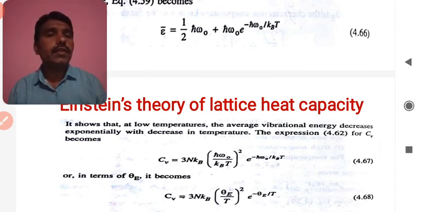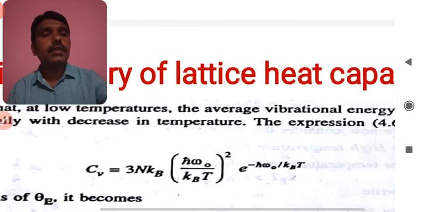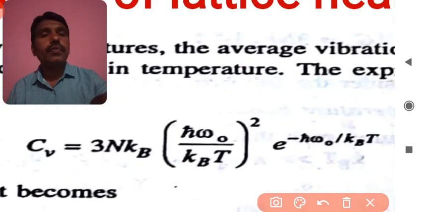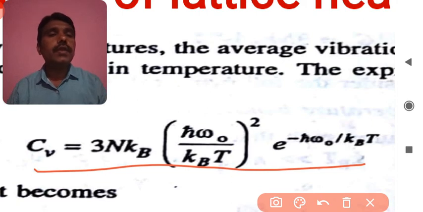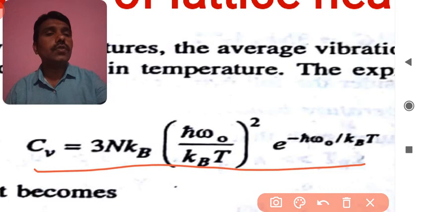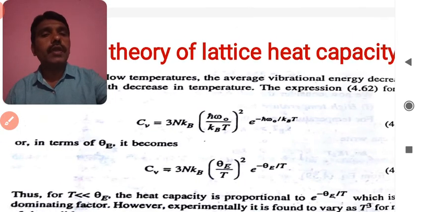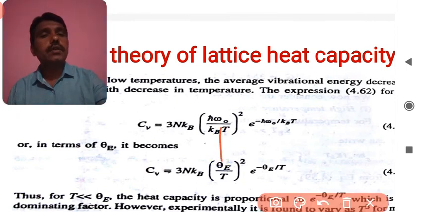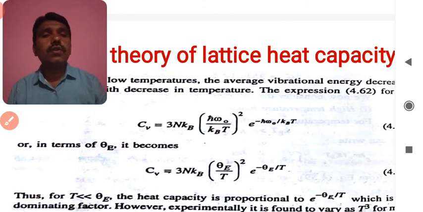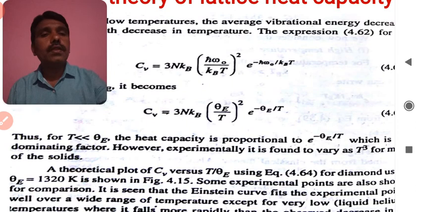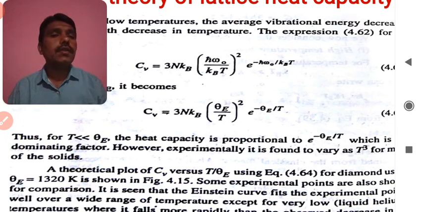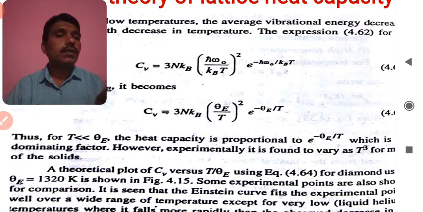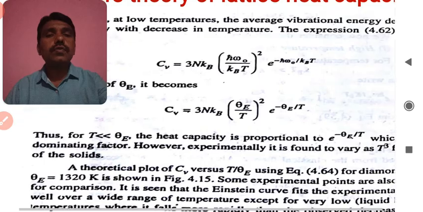As the temperature decreases, its value also keeps decreasing, and the expression will be given as CV equal to 3n kb into (h cross omega 0 by kbt) whole square into exponential of minus h cross omega 0 by kbt. Now this becomes a smaller value. If we write it in the form of theta e, then only theta e by T gets replaced in it, and the rest remains as it is. So for the lower temperature, when the external temperature is less than theta e, the heat capacity is proportional to exponential of minus theta e by T, which is the dominating factor, whereas the experimentally observed variation is as T raised to 3 for most of the solids.